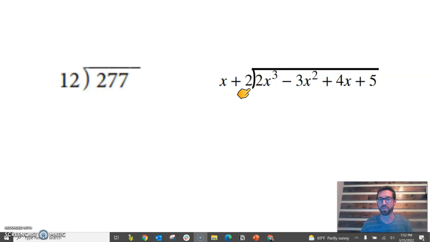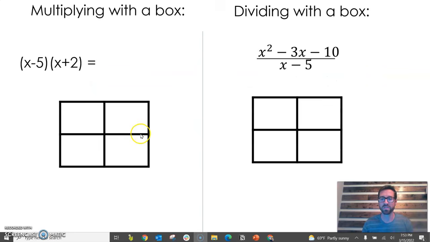But the standard algorithm for dividing polynomials is very similar to the standard algorithm for dividing just regular old two-digit numbers. And I've always taught this. This is what it's called, the standard algorithm, because most people teach it. But I've recently come across this other strategy, which is dividing with a box, or with the box method.